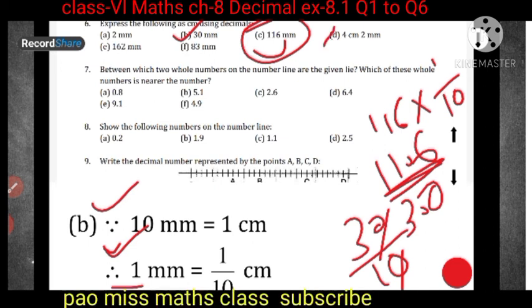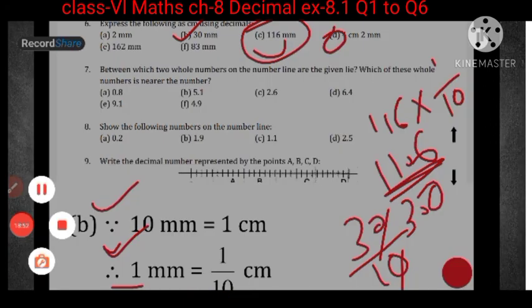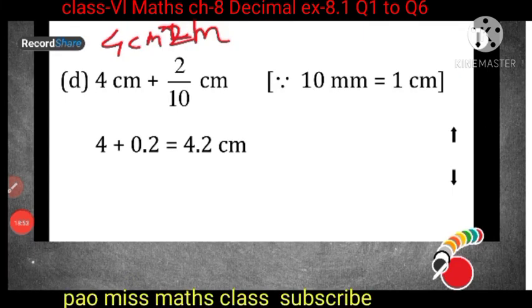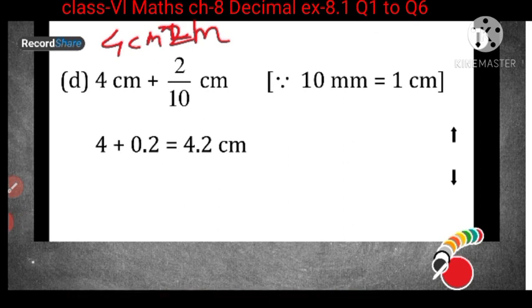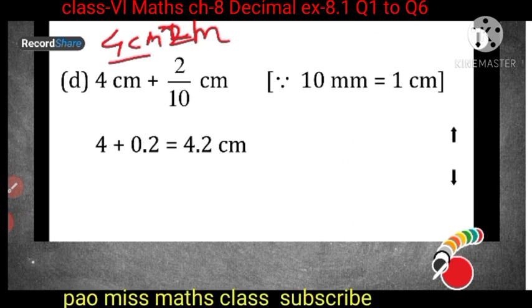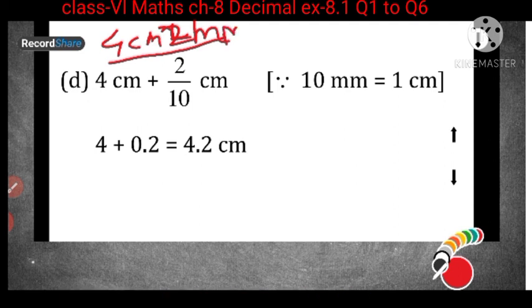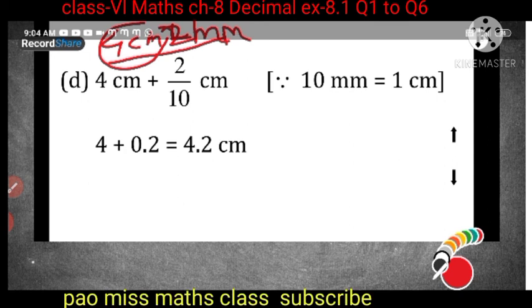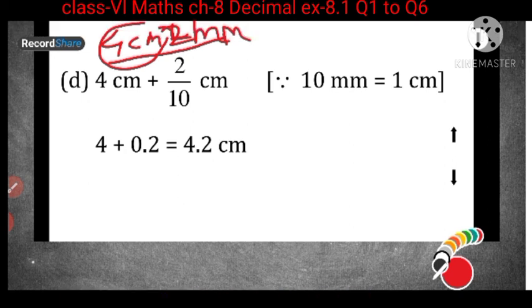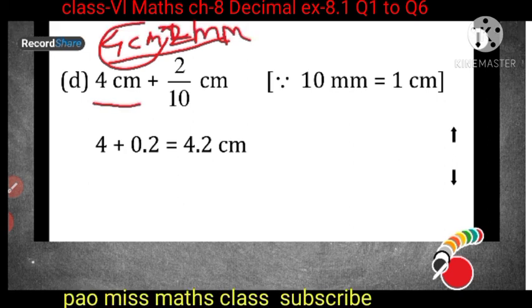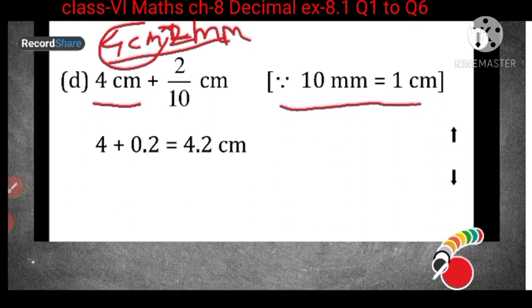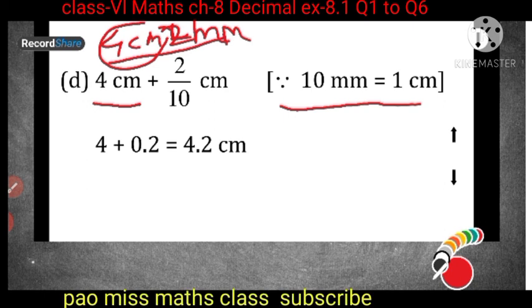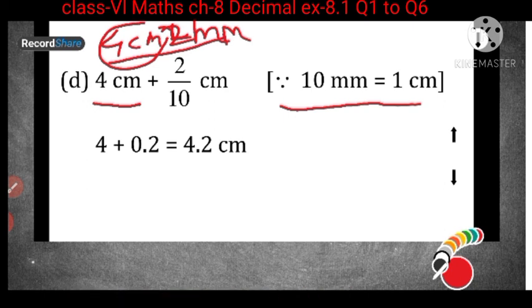So question number 4 I will solve now. Question number D is given. C I kept as homework, okay? Now D is given what? 4 centimeter 2 millimeter, isn't it? So 4 centimeter is already in centimeter, so we will not convert it. So what will you write? 4 centimeter plus, because we know 10 millimeter is equal to 1 centimeter, 4 centimeter plus now 2 millimeter.